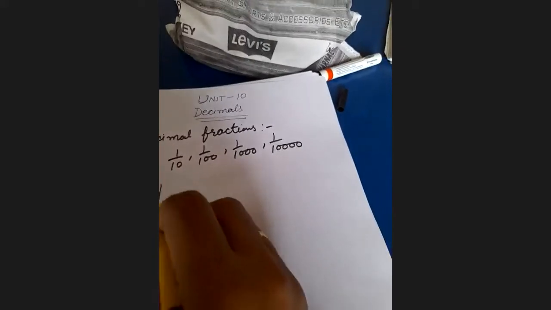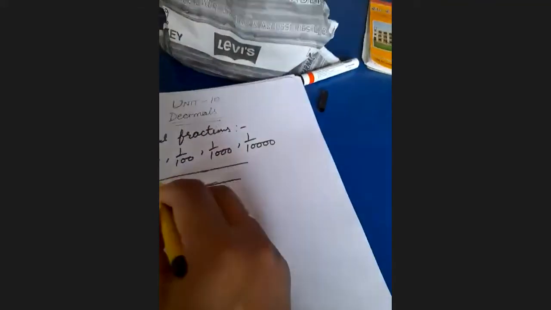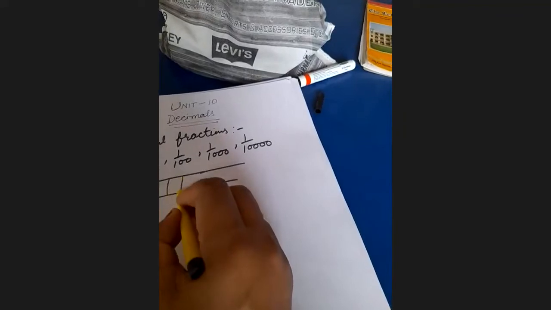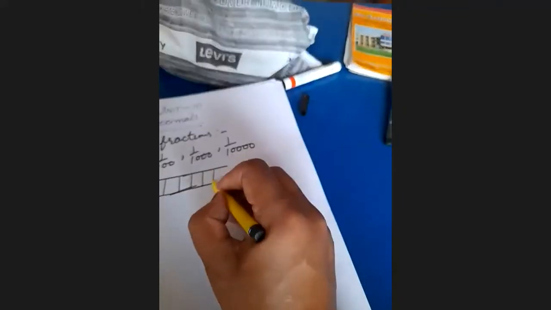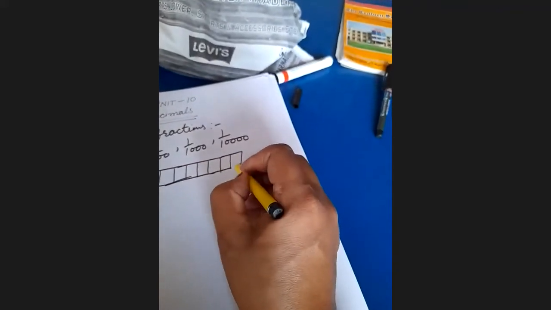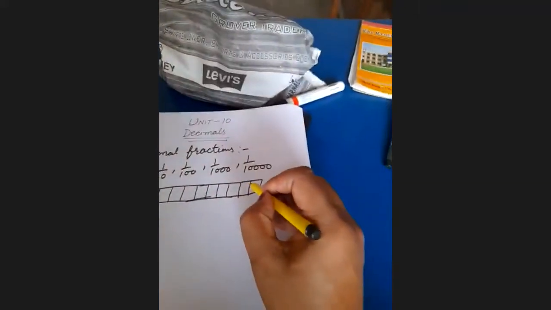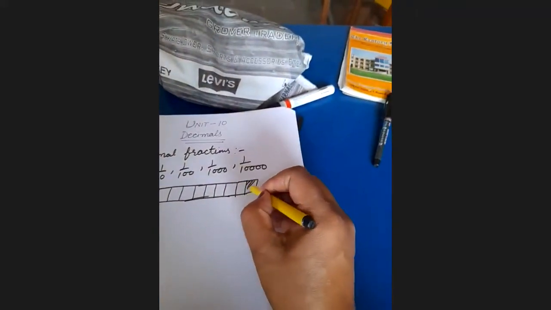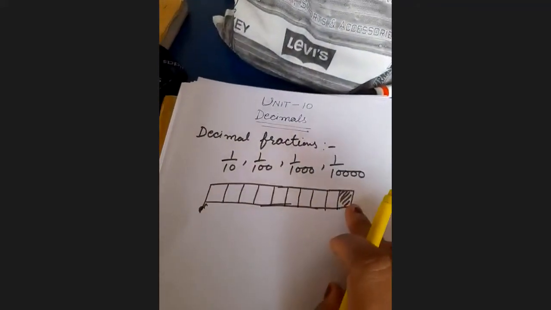Now, draw a figure and divide it into 10 equal parts. 1, 2, 3, 4, 5, 6, 7, 8, 9, and 10. Now our figure is divided into 10 equal parts. Now shade only one part. Now write this part as a fraction.